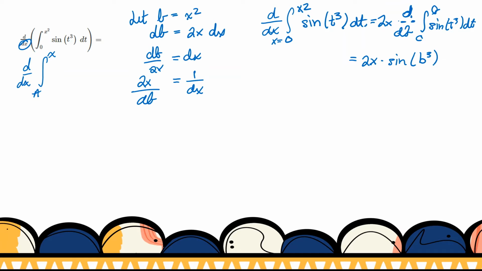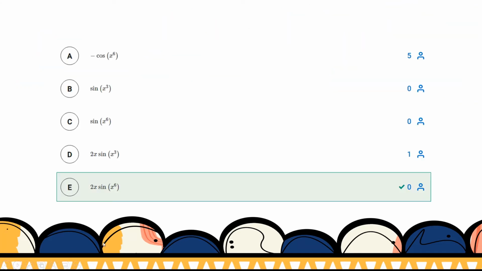And then I can plug back in for b, which is x squared, which is going to give me x to the 6. So I get 2x times sine of x to the 6. So this is the answer for the problem, and we see here that was answer choice E. It looks like the most popular answer choice was A. And I think we just weren't using part 1, we were using part 2 of the fundamental theorem. So we have to be really careful about that.